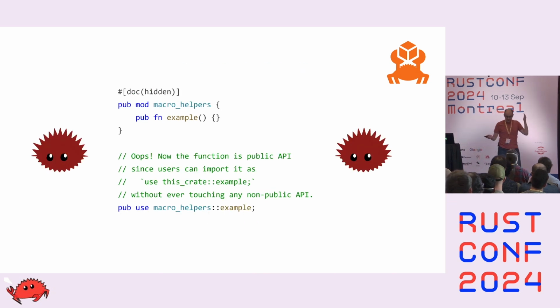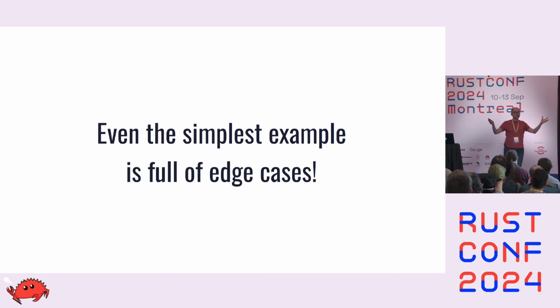But you might be thinking, okay, if the module is doc_hidden, I'll ignore it. Everything's safe inside. Well, as it turns out, that's wrong too. In this case, we have a re-export of that function from inside the public doc_hidden module. And because the function is re-exported at the top level without doc_hidden, users can import and use this function without touching any doc_hidden code. And that makes it public API all of a sudden, even though it was defined inside a doc_hidden module. So as you can see, even the simplest possible example is full of edge cases. That is why we humans keep messing this up. That is why we need tools like cargo-semver-checks, because cargo-semver-checks will get this right, and we humans will not.